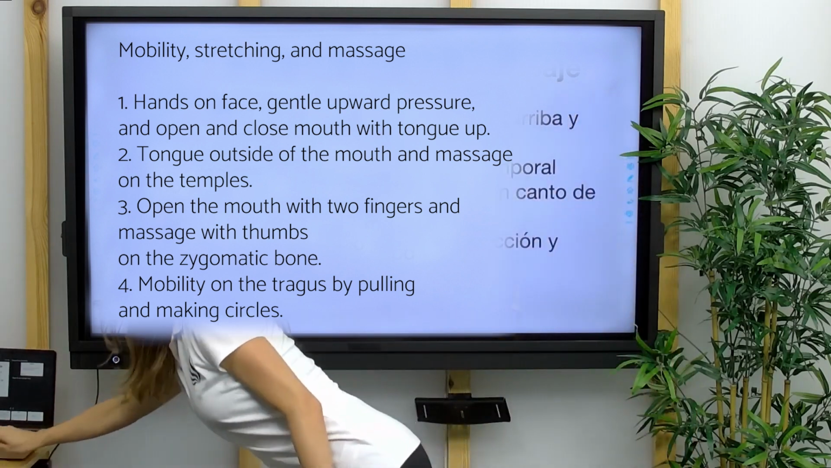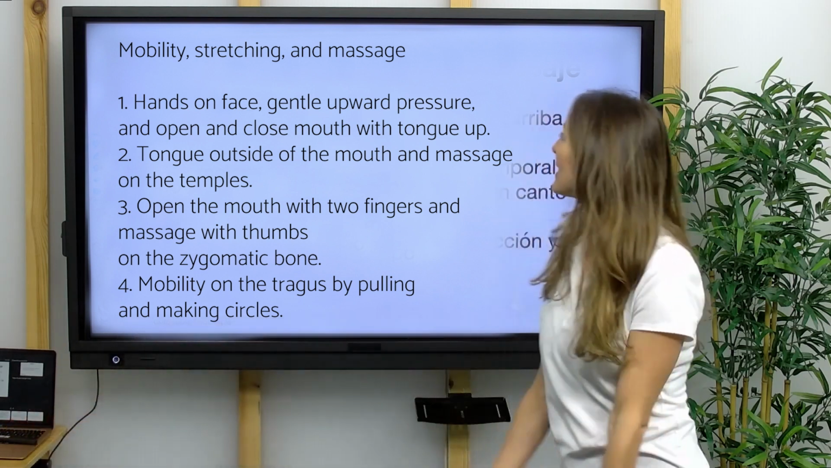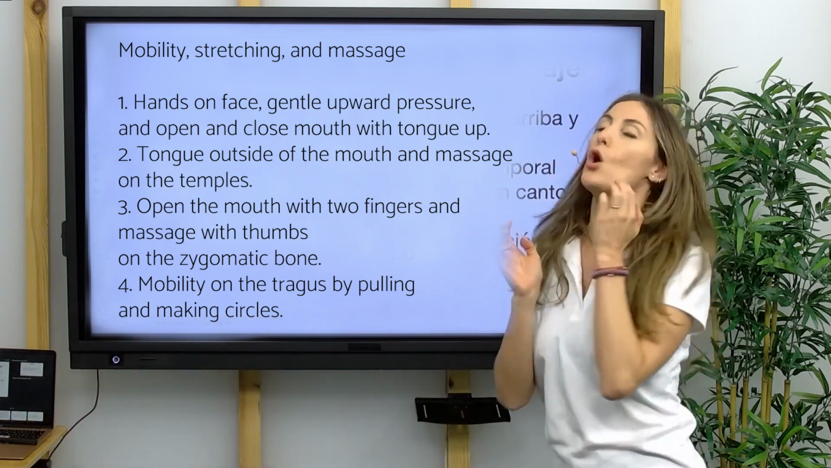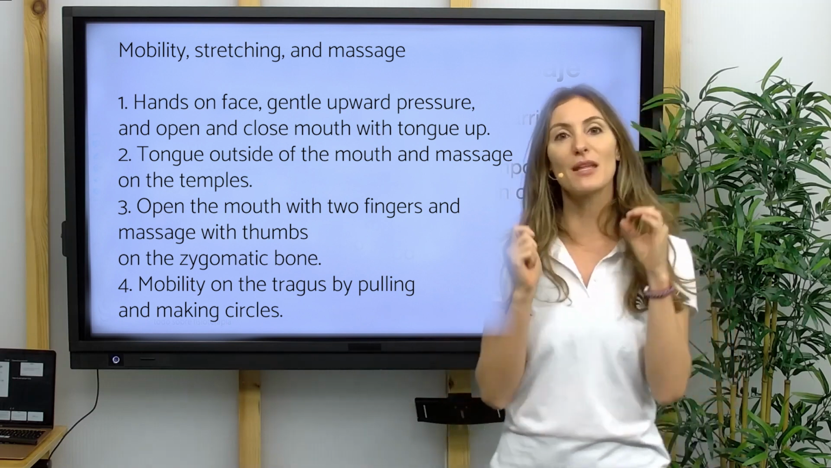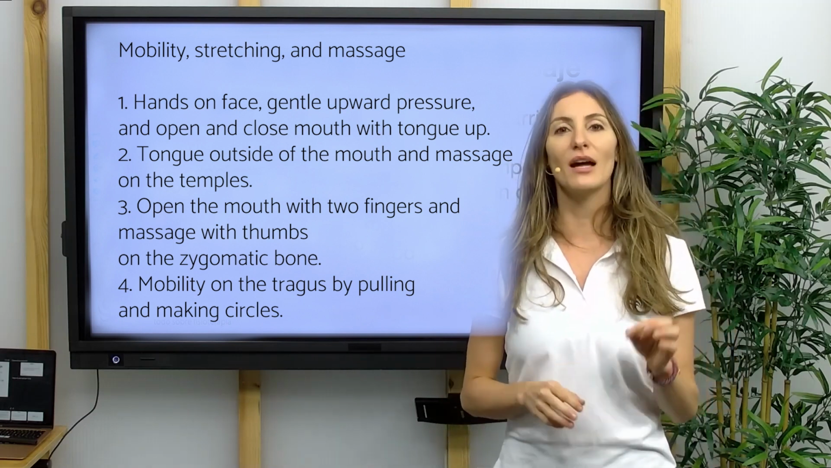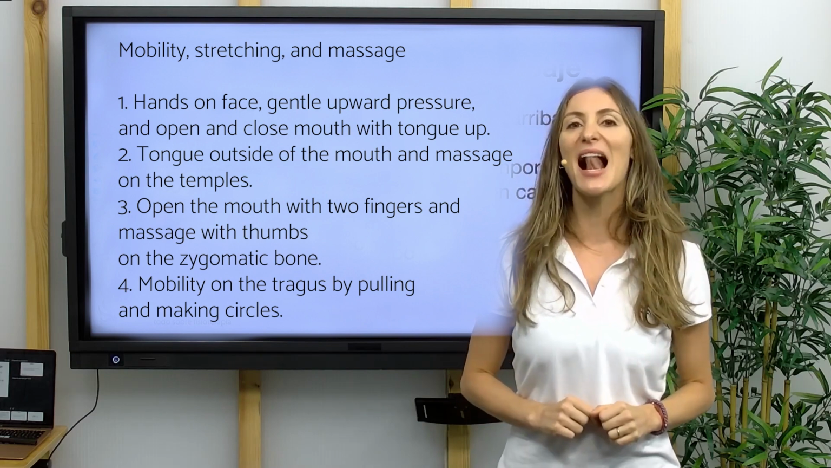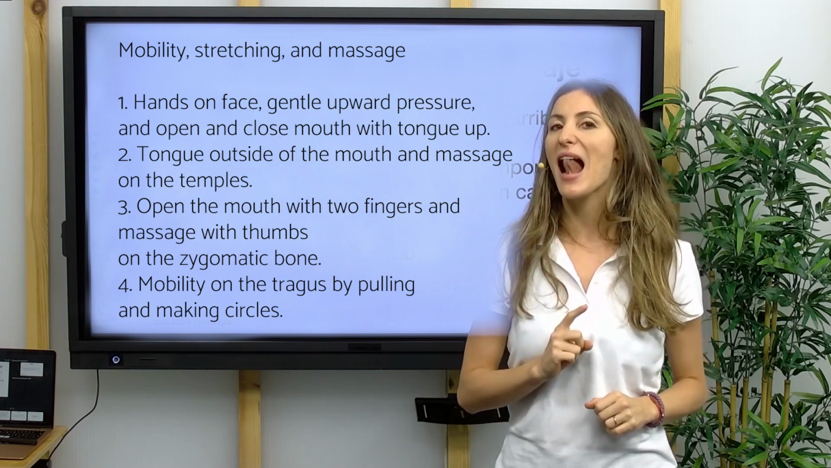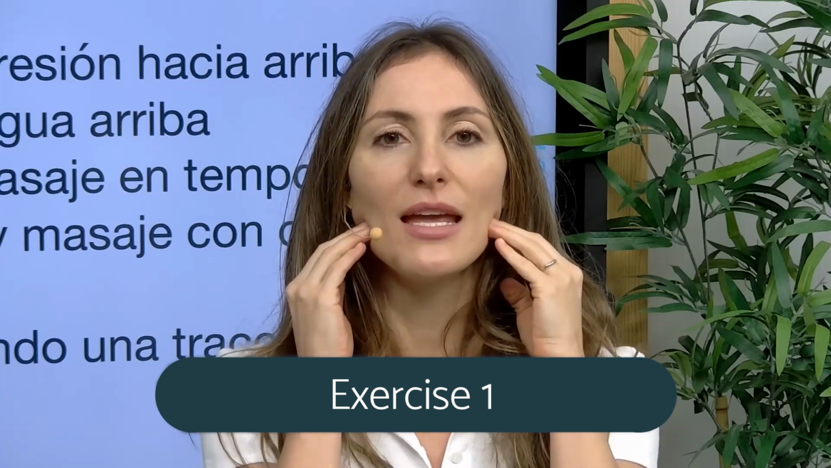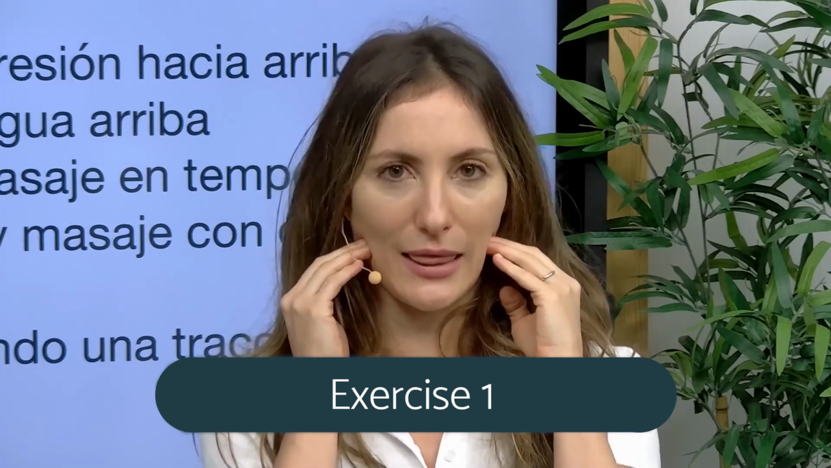The first one. We're going to place our hands on the face. We're going to apply slight pressure while opening and closing the mouth with the tongue up, behind the teeth. The tongue is going to go here. And from here, what we're going to do is locate a tender point in this area of the masseter muscle. So, we place, for example, our fingers here and apply moderate pressure without it being unbearable pain. We're simply going to open and close the mouth.